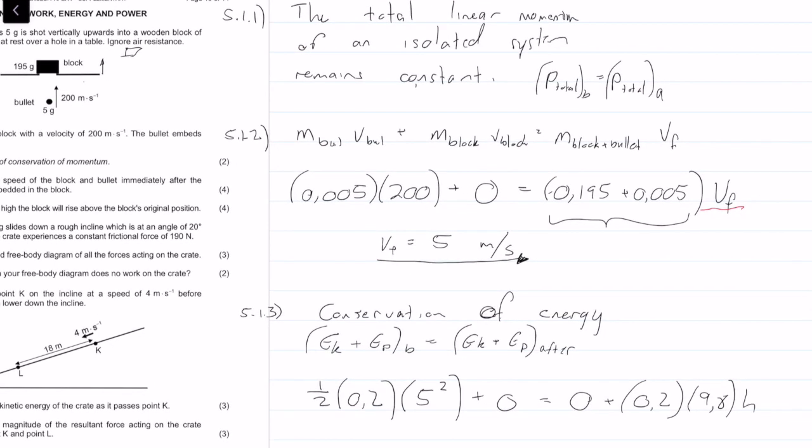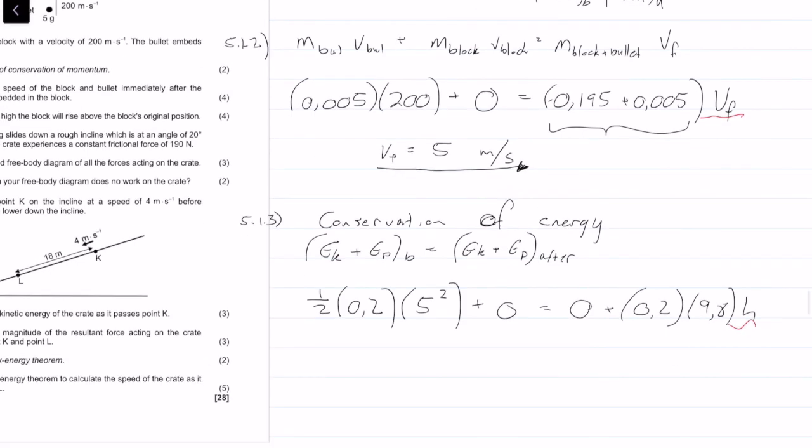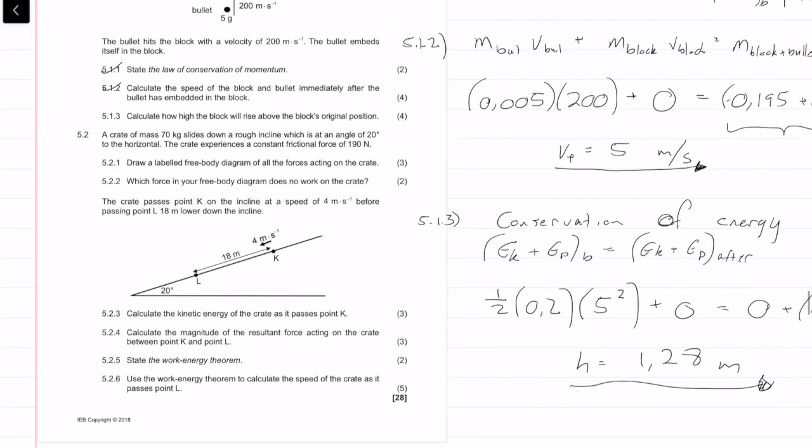Again we have only one unknown here, which is the height, so solving this we get h is equal to 1.28 meters. And that's our final answer. Cool stuff, and we get 4 marks as well. Great stuff.